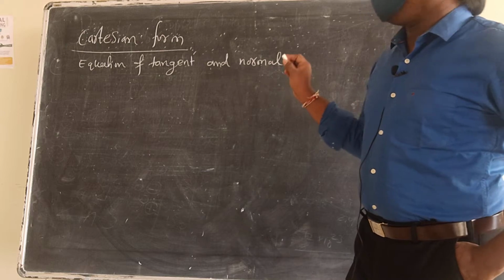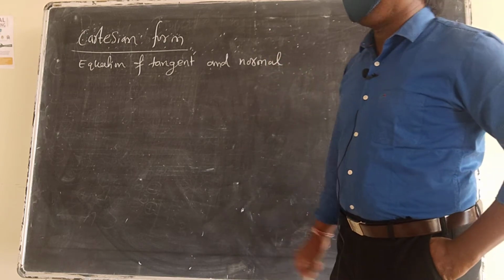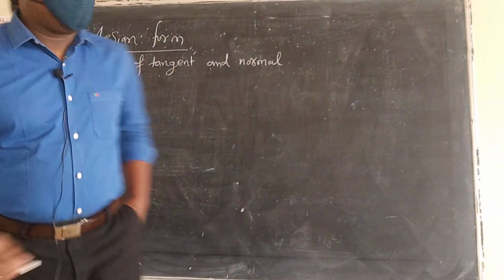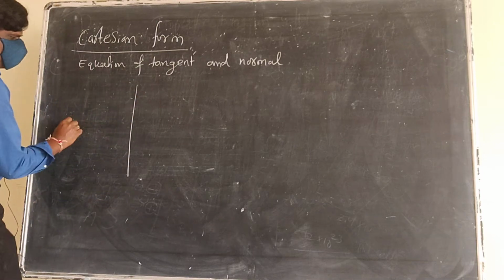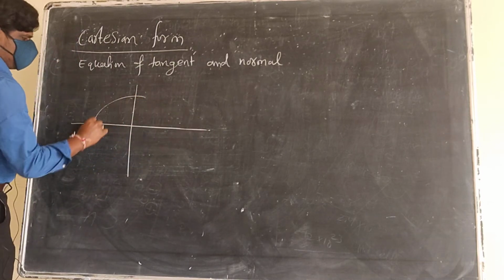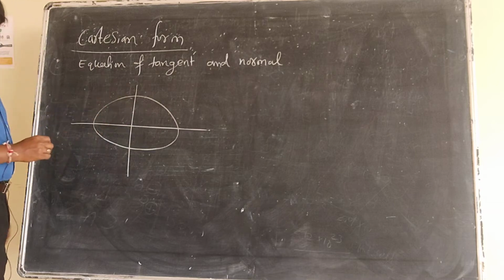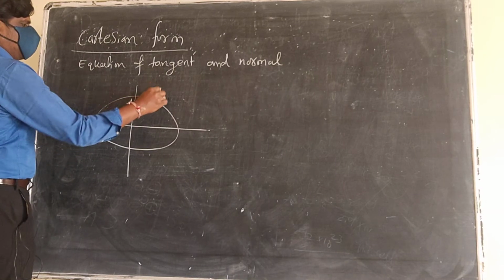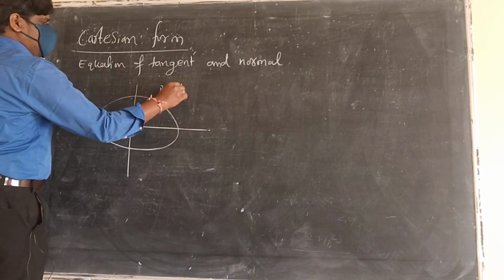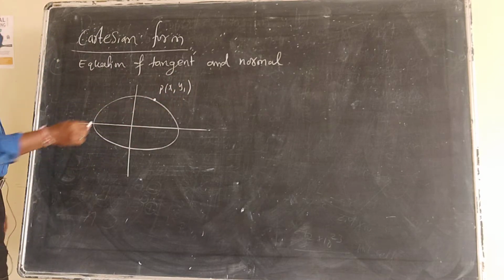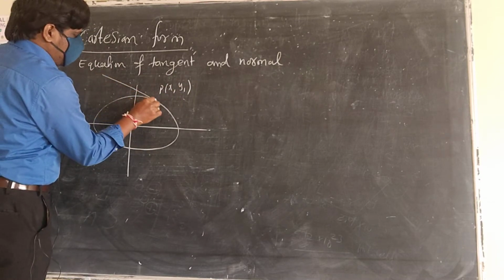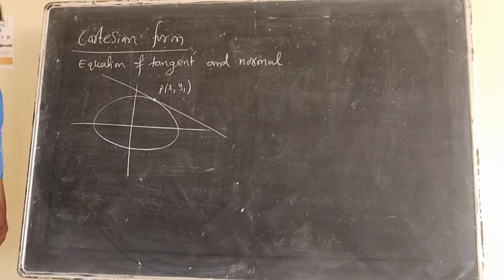Now when a point is given, that is the Cartesian form. If this is an ellipse, listen here, and a point P(x1, y1) is given at this point, and you want to know the equation of the tangent to the ellipse, then we are going to find it.